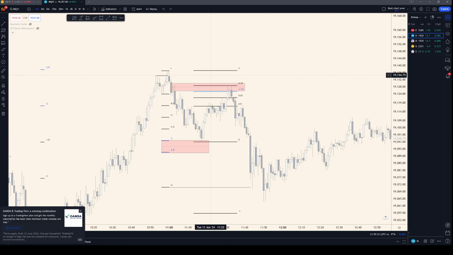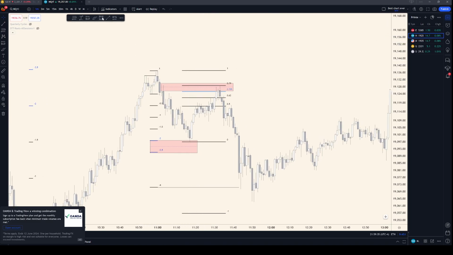The way that I use it mostly is I focus more on the 2 to 2.5 standard deviation zone for my retracements, because I do like to do retracement trades, as you guys have seen, most times that I do take those kinds of retracements.